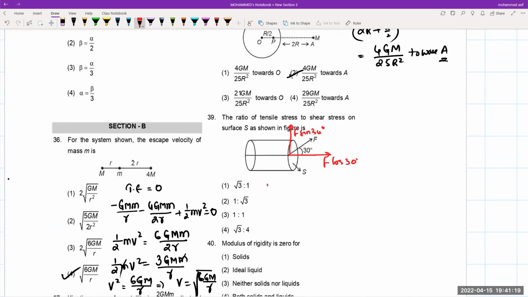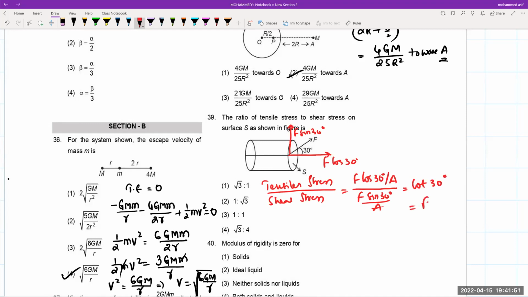तो पूछा क्या? Ratio of tensile stress divided by shear stress. So that will be equal to tensile stress is nothing but force along the tangent, yani F cos 30 divided by A, divided by shearing, matlab perpendicular, F into sin 30 divided by uska area. So area cancel ho jayega. F also gets cancelled. Sin by cos. This will become for me equal to cot of 30 degree.